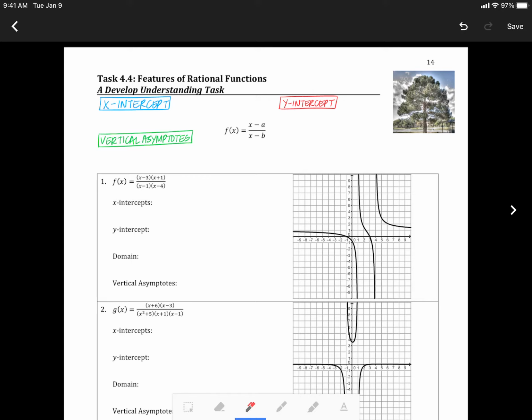Hey guys, and welcome to task 4.4, Features of Rational Functions. Today we're going to look a bit more in depth at the graphs of rational functions. You're not going to be required to graph them yet, but what we're going to do is explore their features.